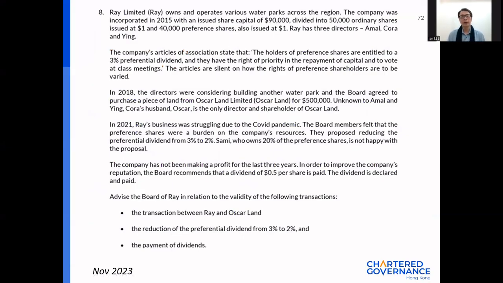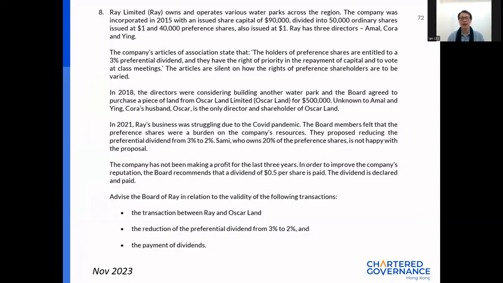Okay, so now let's look at question number 8. Ray Limited owns and operates various water parks across the region. The company was incorporated in 2015 with issued share capital of $90,000 divided into 50,000 ordinary shares at $1 and 40,000 preference shares also at $1. So we've seen a question similar to this in the June 2024 situation, where you have two classes of shares. You have ordinary shares and preference shares.